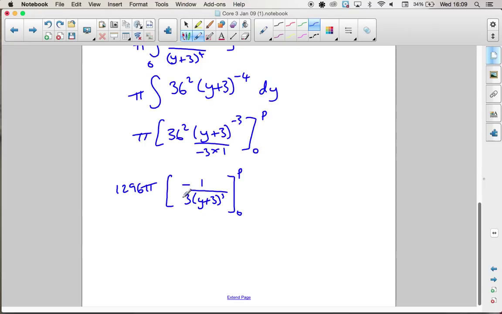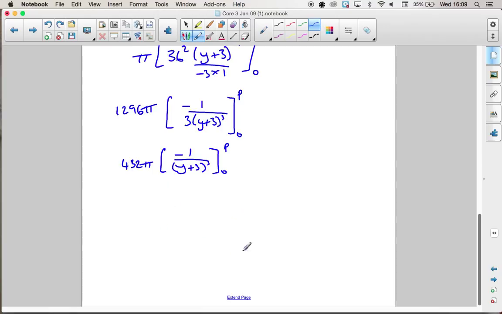I'm now going to divide by 3, the 1296 by 3 as well, so I can take that outside. So that gives me 432 pi, minus 1 over (y plus 3) all cubed, between y equals 0 and y equals p. Okay, so we're now ready to substitute the boundaries, the limits, into the integration.